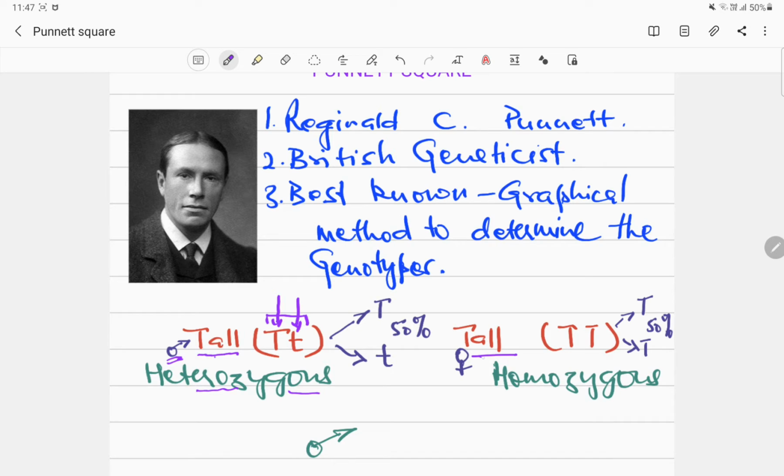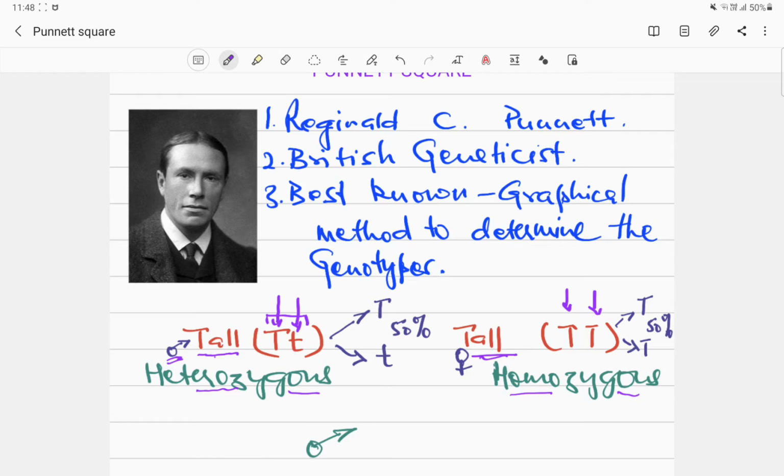Similarly, the other plant is also tall, but this is homozygous. So you see the phenotypic expression, which means both the plants are tall, but genotypically they are different. The first plant, which we are considering to be a male, is heterozygous, but the second plant is homozygous for tallness, by which we mean that each allelic partner in the allelic pair is identical.